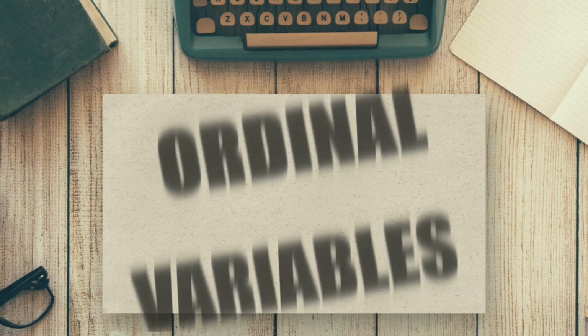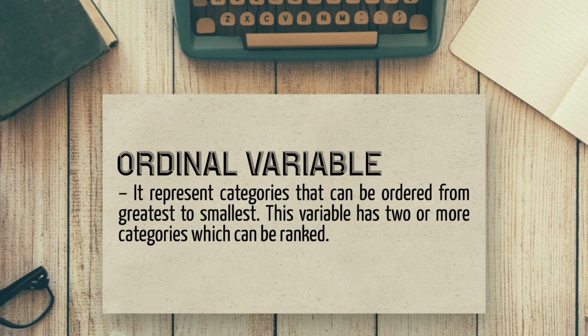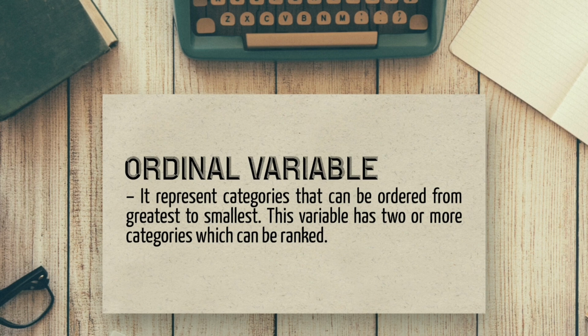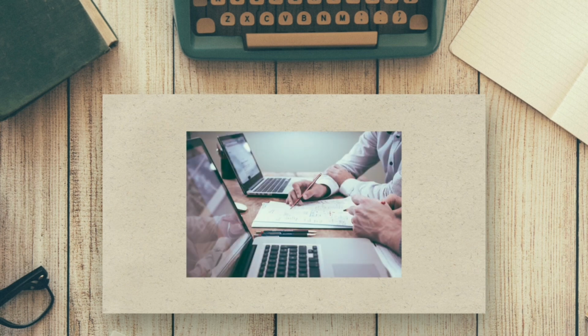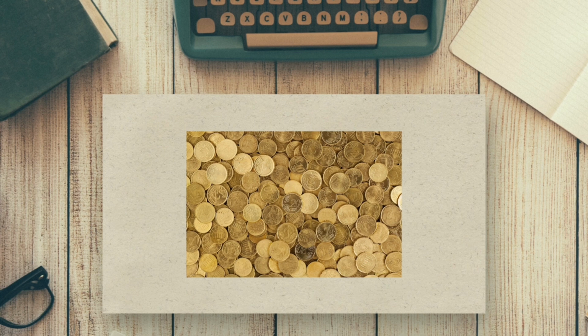Number 2. Ordinal variable. It represents categories that can be ordered from greatest to smallest. This variable has two or more categories which can be ranked. Examples of ordinal variable include educational level, income brackets.